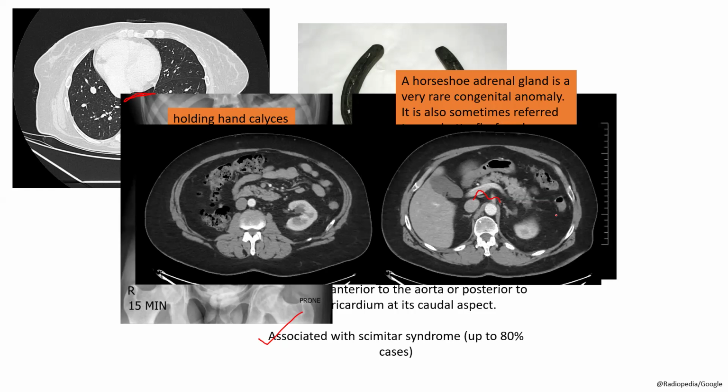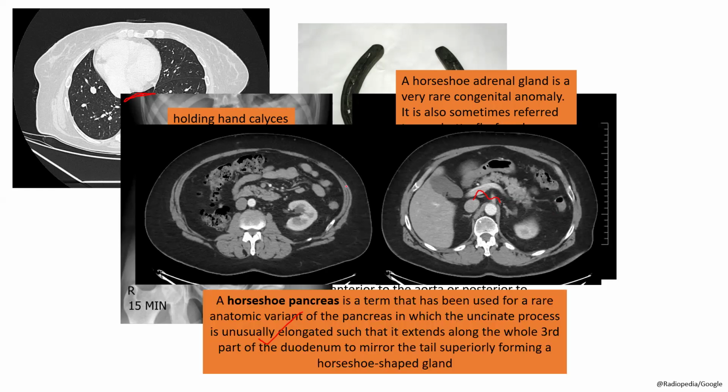Horseshoe-shaped pancreas is also described in literature, and it is because of abnormal elongation of the uncinate process, which extends all along the tail of the pancreas. So this is horseshoe-shaped pancreas.